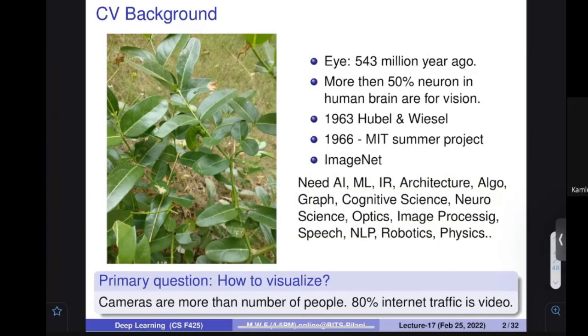Nowadays we have a lot of data. Earlier people were saying that we have very little data, but now that is not the case. The number of cameras on earth is now more than the number of people on earth. 80% of internet traffic is video, so a lot of training data is available. We want to make it successful.